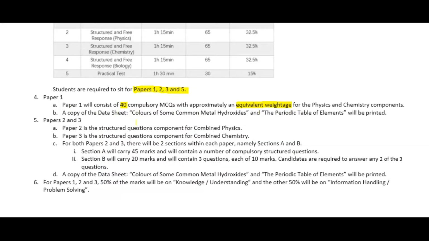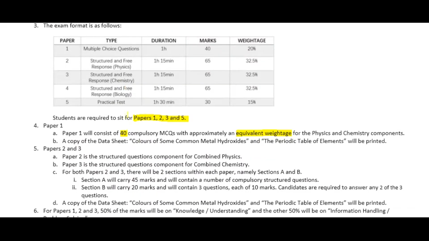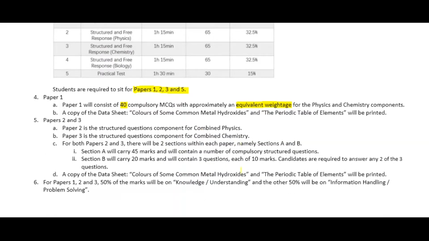For papers 2 and 3, in short, they are actually the structured questions. Paper 2 will be the structured questions for physics, and paper 3 will be the structured questions for chemistry. And for both papers 2 and 3, there will be two sections within each paper, namely sections A and B. So what this means is that paper 2 will have sections A and B, and paper 3 will also have sections A and B, right?